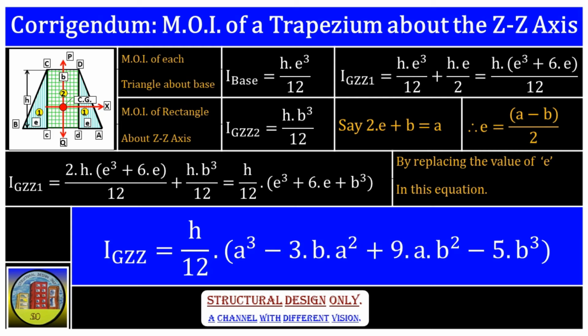Therefore we can say e equals a minus b by 2. By substituting this value of e, finally we have IGZZ equals 1/12 of h into a cube minus 3b into a square plus 9a into b square minus 5 into b cube. Title of the next slide is Corrigendum, moment of inertia of a compound trapezium about the ZZ axis.